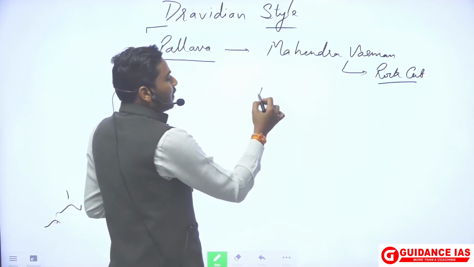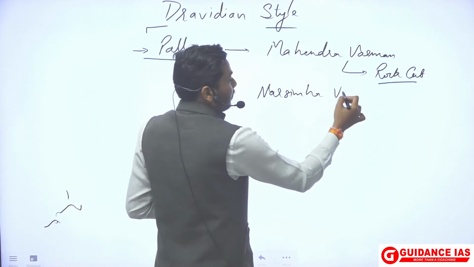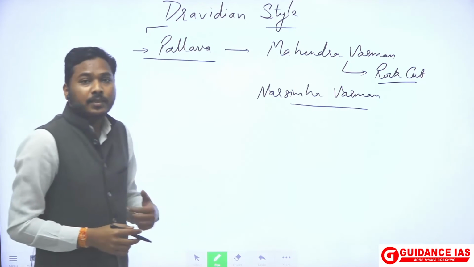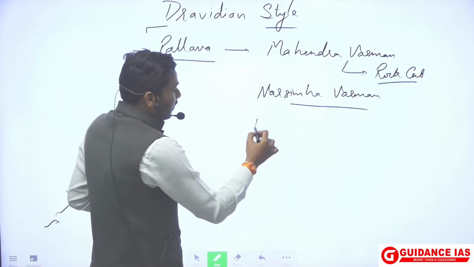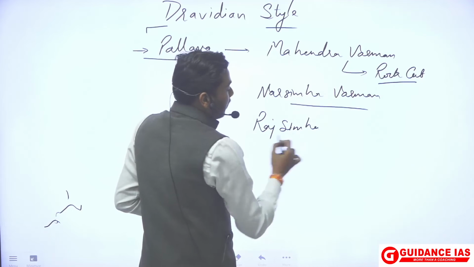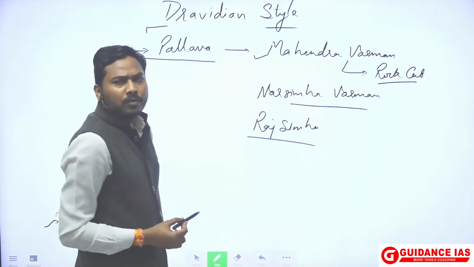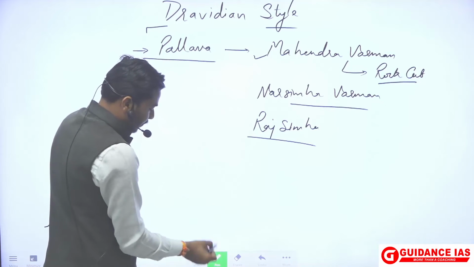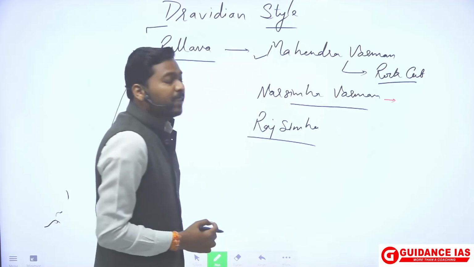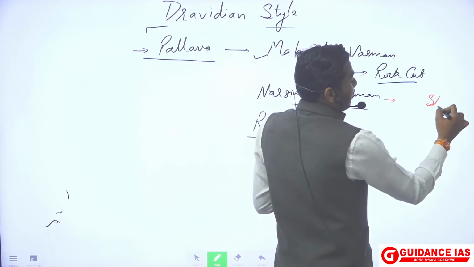After Mahendra Varman, it is the Narsimha Varman style. Clear? The second one. Then the third one is the Rajsimha style. During Mahendra Varman's time, it was rock cut structure. During Narsimha Varman's time, it is rock cut plus structural.